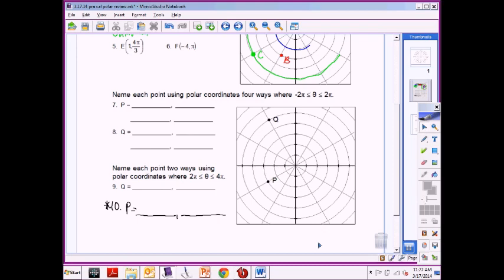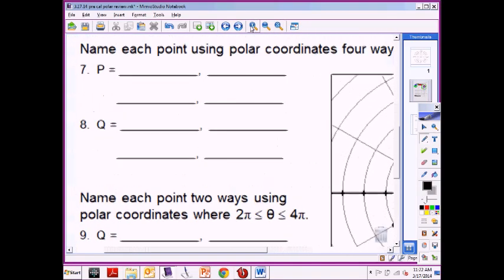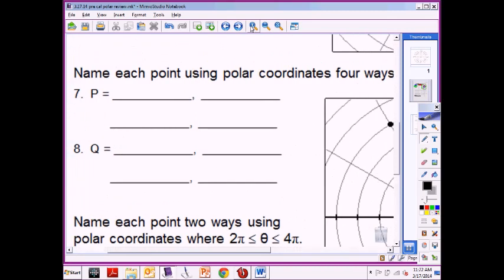With 7 and special 10, I need to zoom in. We're identifying the points. For every point, there are 4 ways to name it between negative 2 pi and positive 2 pi. Let me be very specific. There are numerous ways to name it, but between negative 2 pi and positive 2 pi, there are 4 ways. My restriction is I cannot be smaller than negative 2 pi, and I cannot be larger than positive 2 pi.